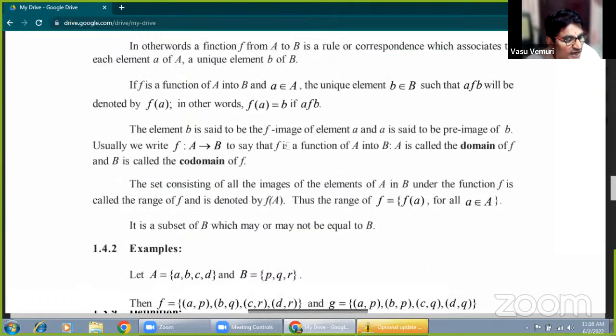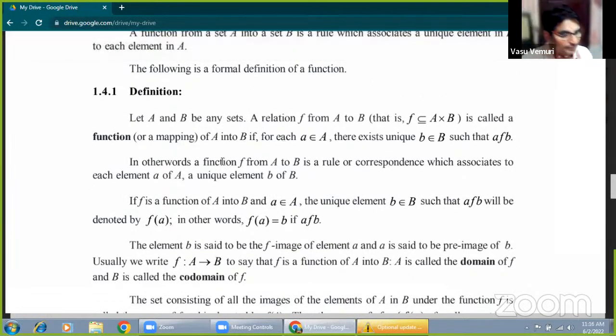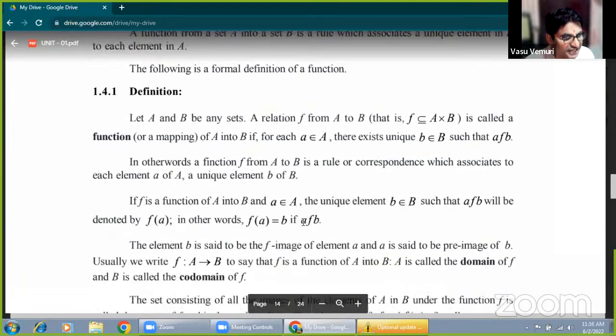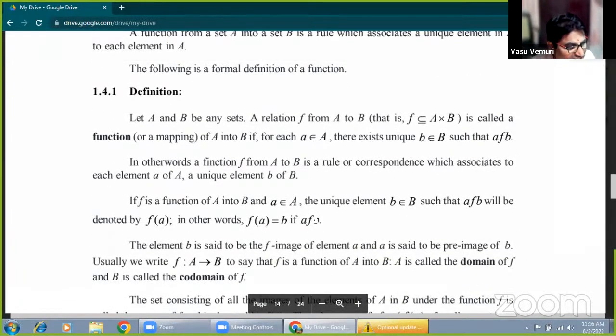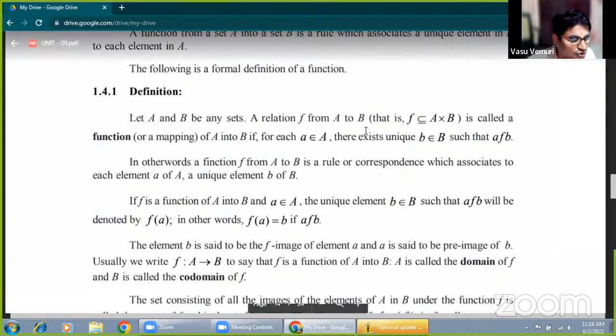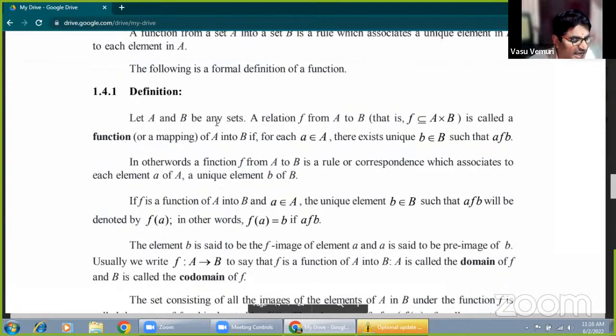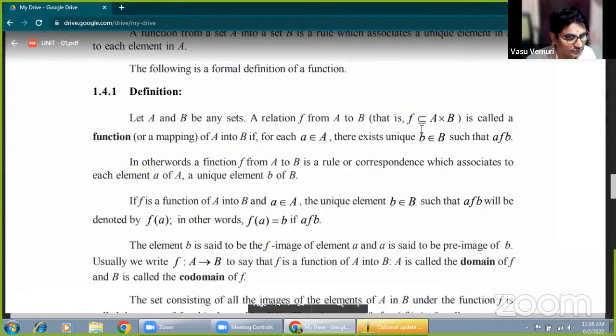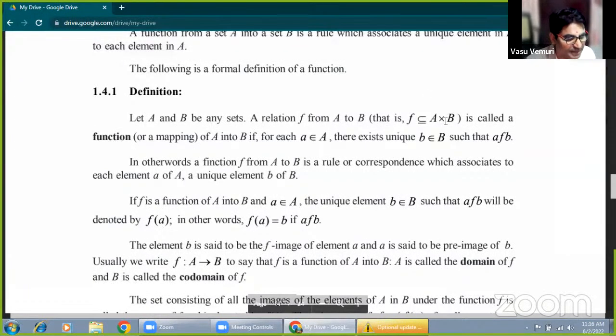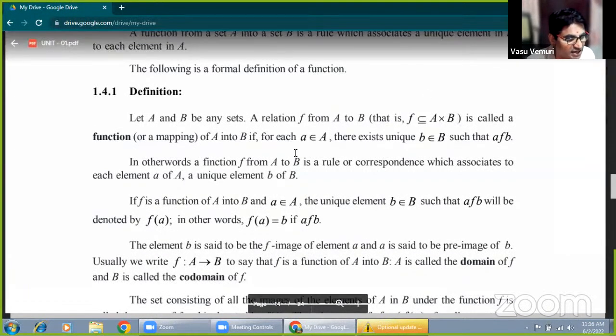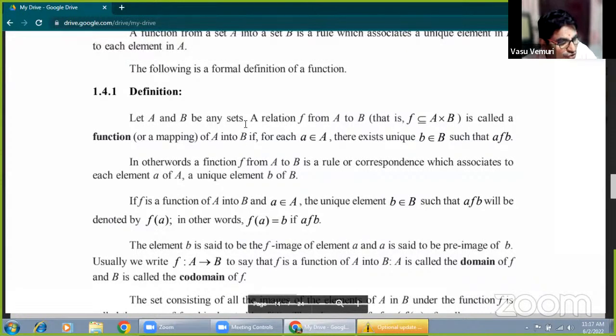What is a function? According to the relation, we define it for any two sets. A function f is a relation defined from the set capital A to the set capital B. Sometimes that function is called a mapping of A into B. Any relation defined from A into B is called a function or mapping if, for each small a belonging to capital A, there exists a unique element small b, which also belongs to capital B.